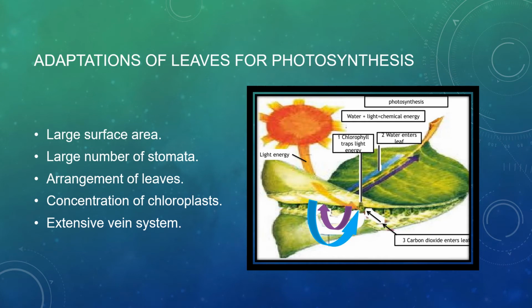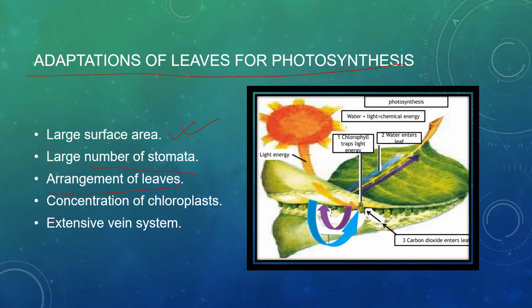So what are the adaptations of the leaves for photosynthesis? The main adaptation is that leaves have a large surface area for maximum absorption of light. The more the surface area, the more the absorption of light, and the more the light absorption, the more the rate of photosynthesis. It is directly proportional to the surface area, which helps in the absorption of more sunlight. Now, a large number of stomata: the leaves have a large number of stomata to allow rapid exchange of oxygen and CO2. So the more the surface area, the more the number of stomata, and the more the exchange of oxygen and carbon dioxide gases.